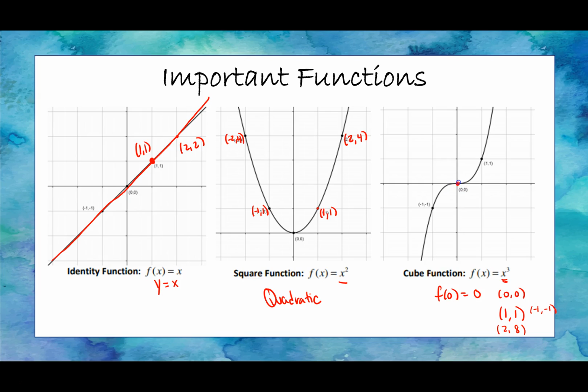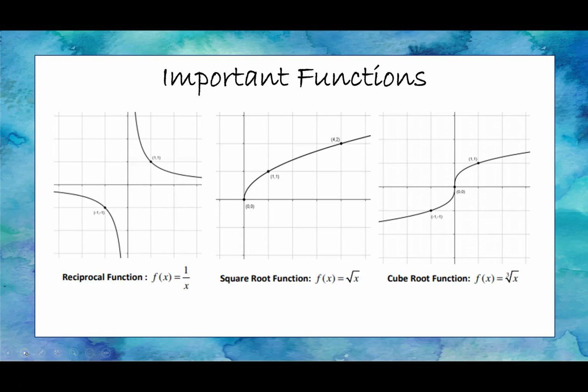So we've got our 0, 0. We've got our 1, 1. We've got our negative 1, negative 1. And then 2, 8 is way up off the graph here. Probably even higher, actually. But it does exist, as you can imagine, way up here. Okay? All right, let's look at some more.